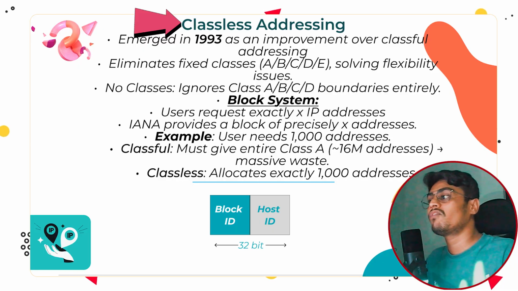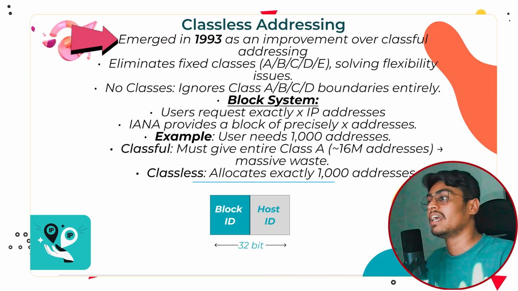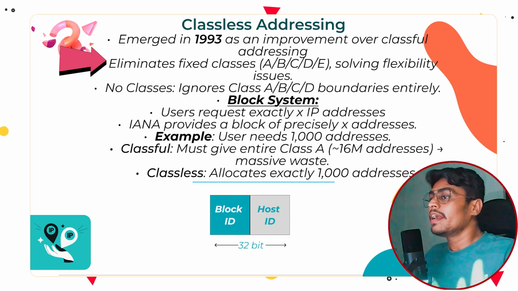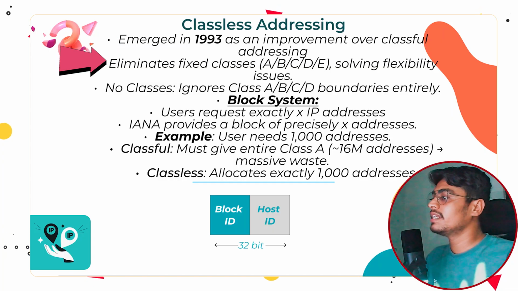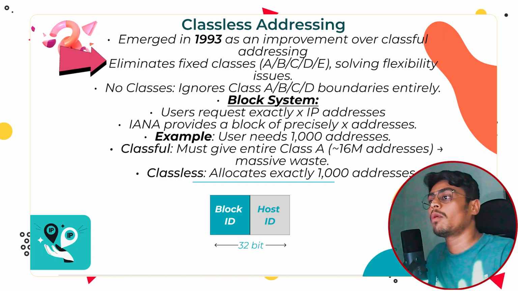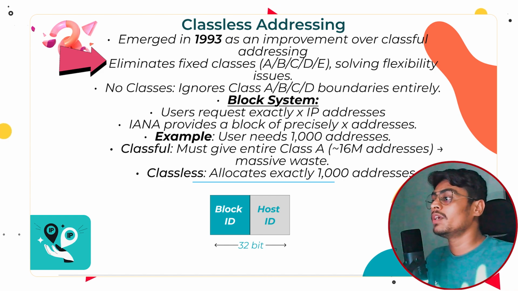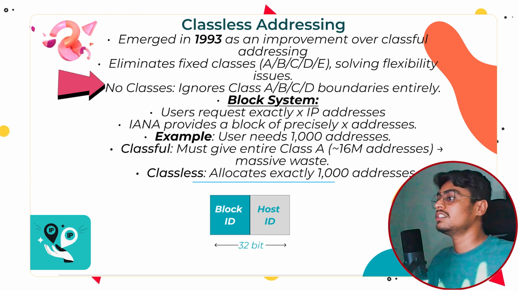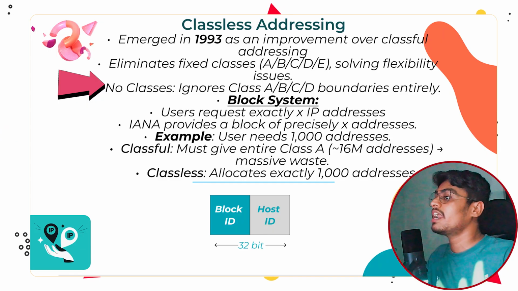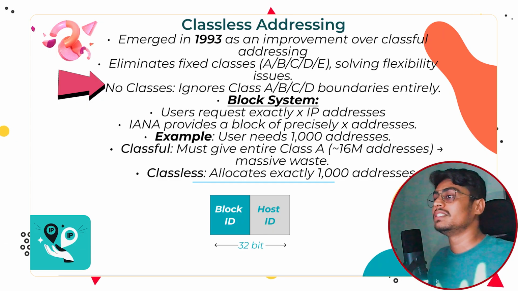The concept of classless addressing came in 1993 after the concept of classful addressing. In classful addressing, we divided the IP addresses into 5 classes, but this creates problems with flexibility and other disadvantages also. So the first important point is that there is no concept of classes. Forget about A, B, C, D, E. There is no concept of classes in classless addressing.